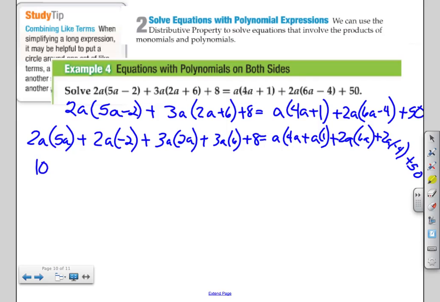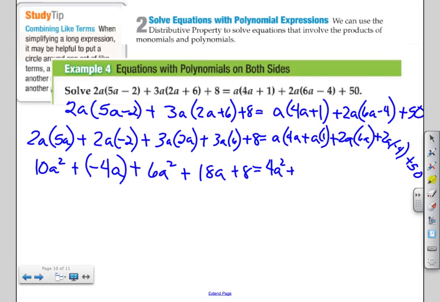2a times 5a is 10a squared, plus 2a times negative 2 is minus 4a, plus 3a times 2a is 6a squared, plus 3a times 6 is 18a, plus 8 equals a times 4a is 4a squared, plus a times 1 is a, plus 2a times 6a is 12a squared, plus 2a times negative 4 is negative 8a, plus 5. Well, it got a little shorter, right, guys?